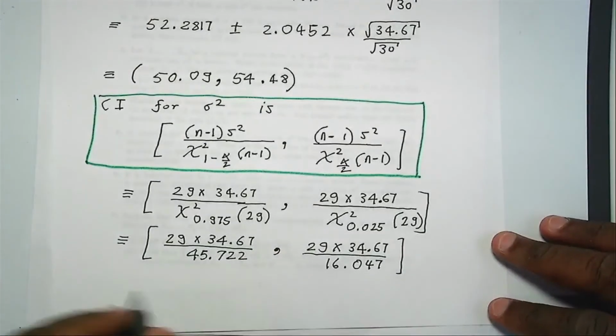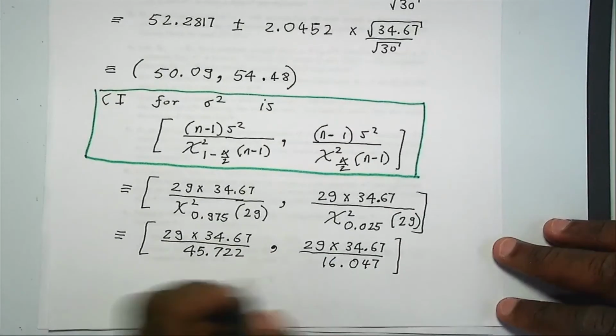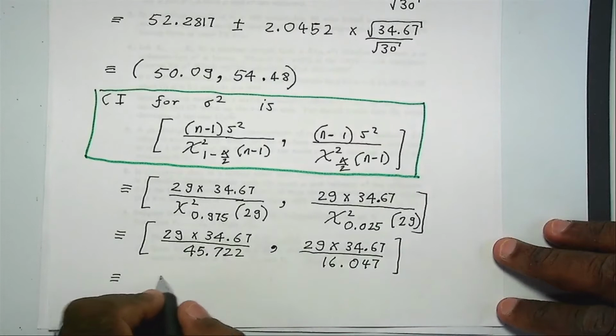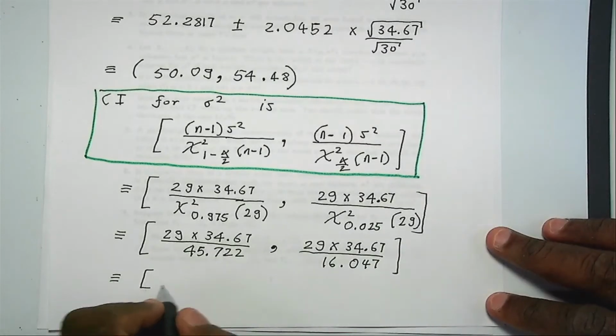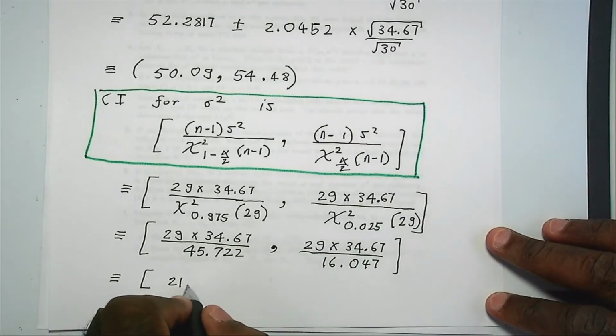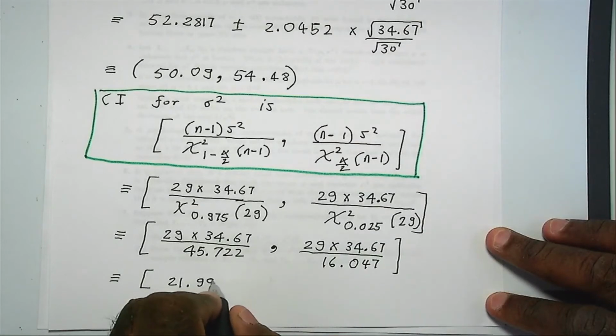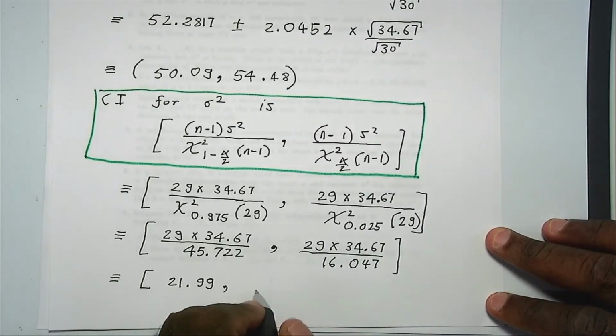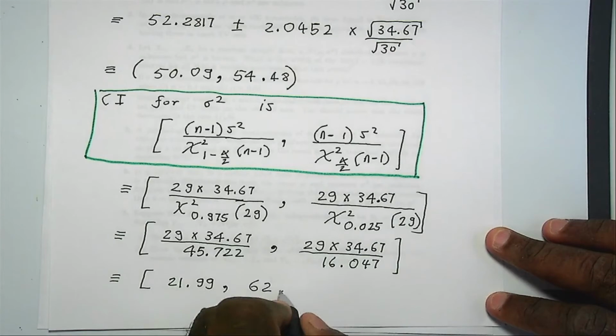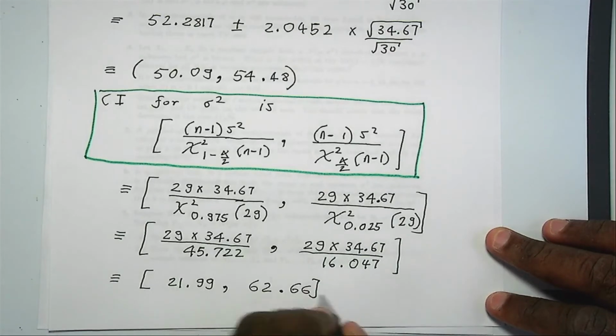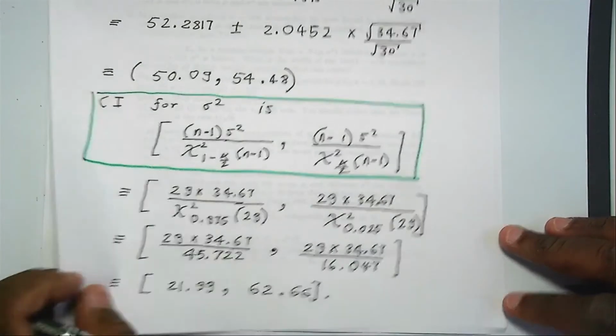Now, doing the simplification, doing the math, this will come. The lower limit will be 21.99, and the upper limit will be 62.66. All right. So this completes question 2.